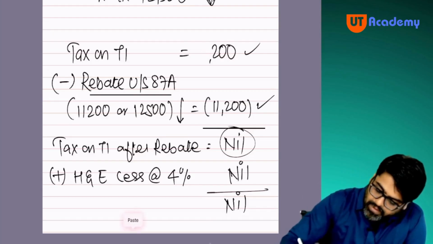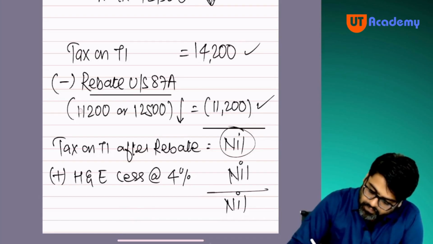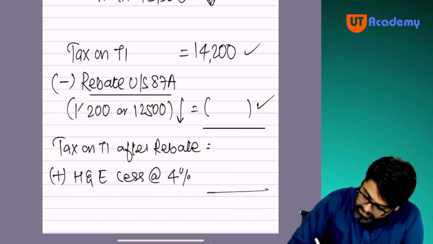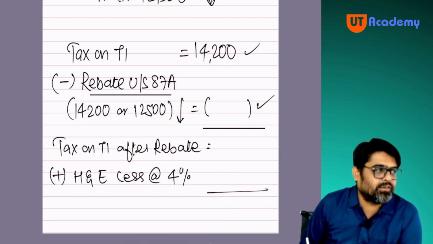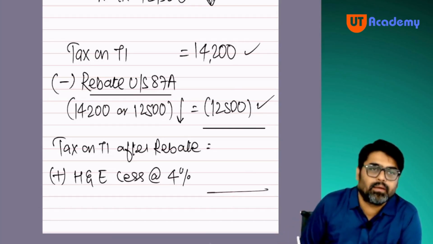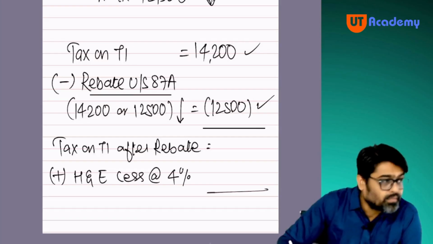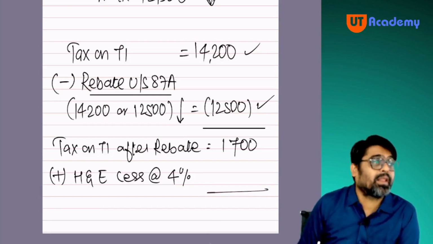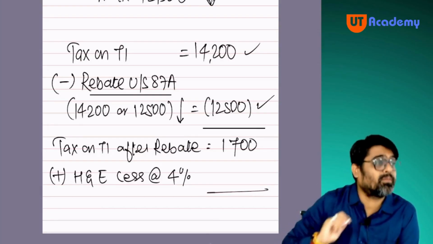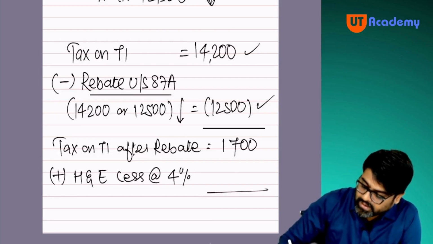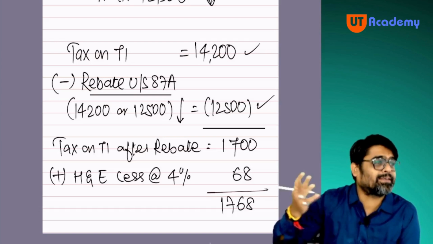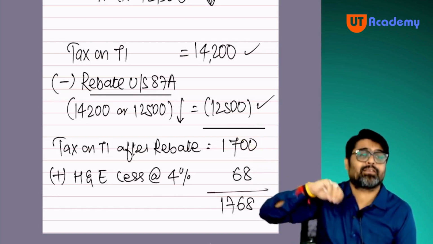What if here it was 14,200? Then 14,200 or 12,500, whichever is lower, 12,500, you are going to get the rebate. Reduce. How much? 1,700, and this is the tax which you are supposed to pay. But the government will say, no, we want cess also on this amount. So calculate 4% of 1,700. 68 rupees. 1,768, that will be your gross tax liability. Then TDS, TCS, advance tax, you reduce, you'll get net tax liability or refund.